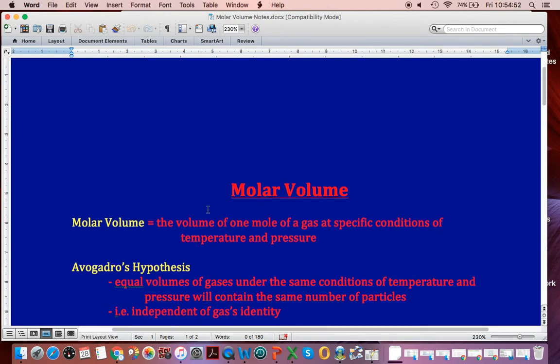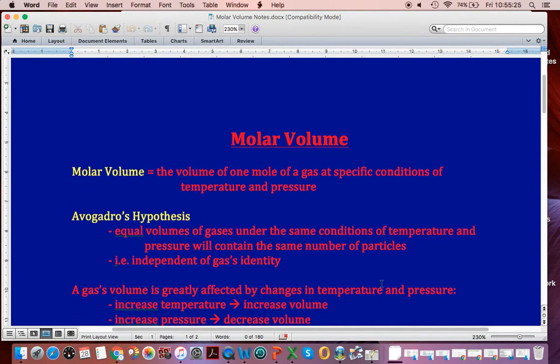Avogadro. We had Avogadro's number from earlier, the value of the mole, and he had a hypothesis. Equal volumes of gases under the same conditions of temperature and pressure will contain the same number of particles. What that's saying in English is, it doesn't matter about the identity of the gases. The gas could be chlorine, fluorine, helium, carbon dioxide. If you put them under the same conditions and you have the same number of moles or particles, they'll occupy the same volume. That's what independent of gas identity means.